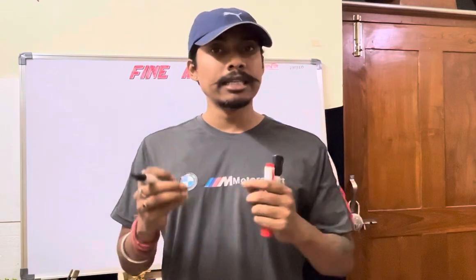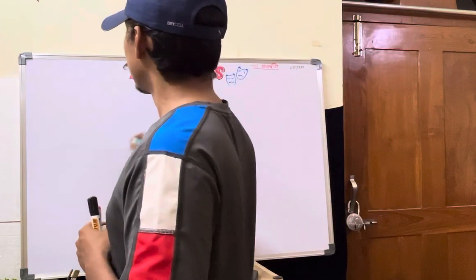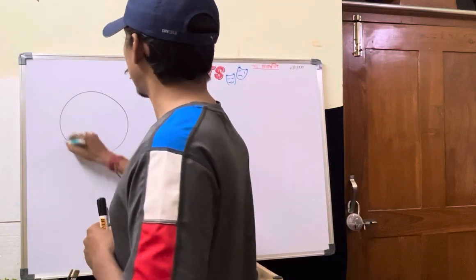So today we are going to draw some circles, and by using circles, how we can create so many objects very easily. This is our today's video subject. So let's start with the circle. Here I am going to make a circle like this.